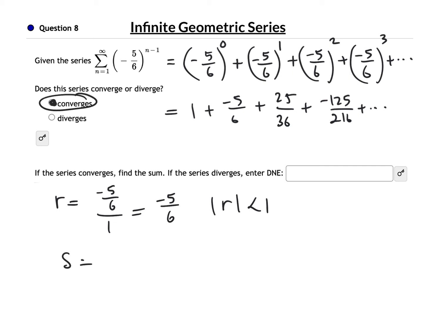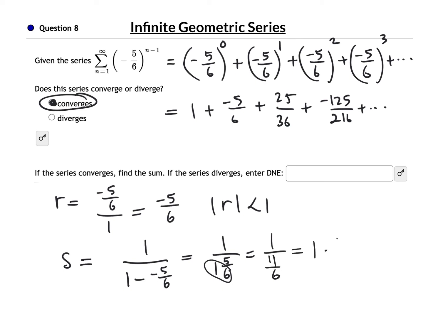Now we'll find the sum. Sum is the first term. That's 1 divided by 1 minus the common ratio, -5/6. This would be equal to 1 over 1 plus 5/6, which is 1 and 5/6, which is 1 over 11/6, since 1 times 6 plus 5 is 11. I'll multiply by the reciprocal and flip that second fraction. 1 times 6/11, and that would be 6/11. 6/11 is the answer.